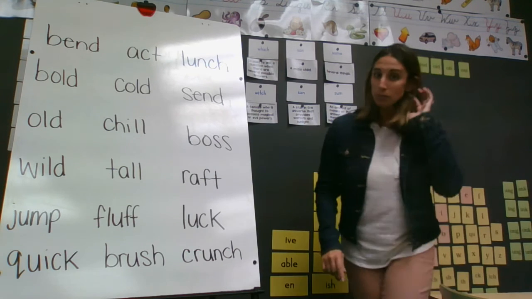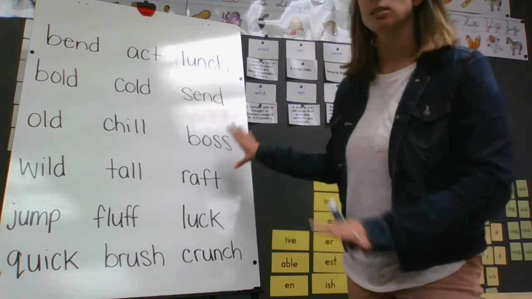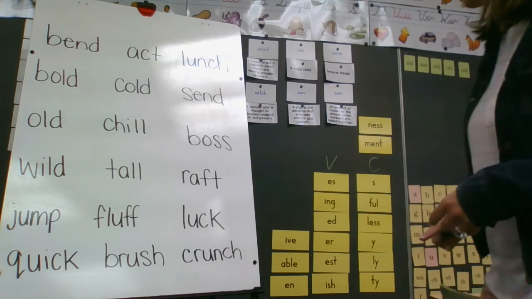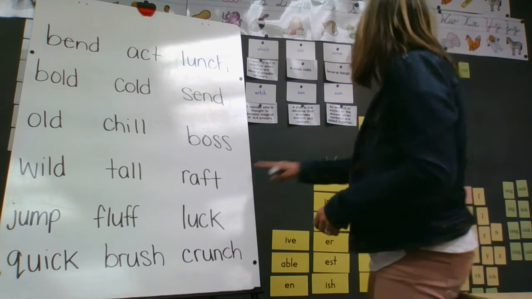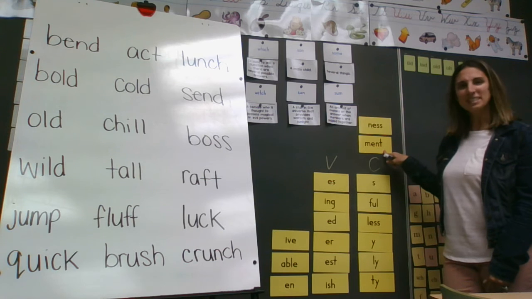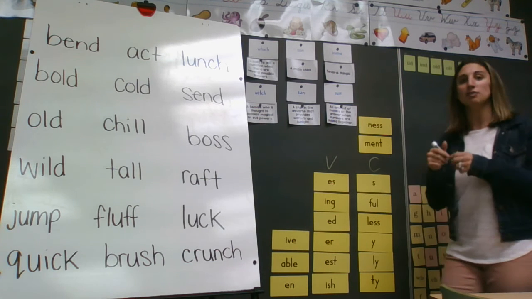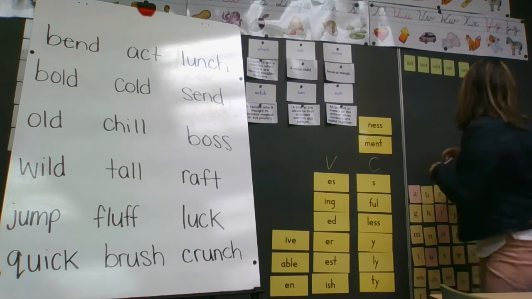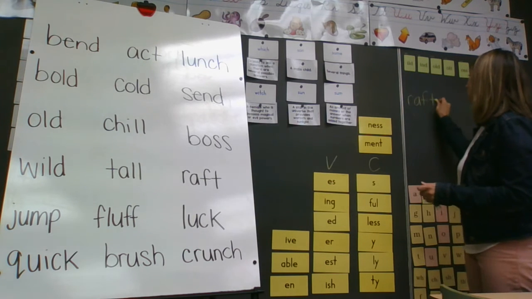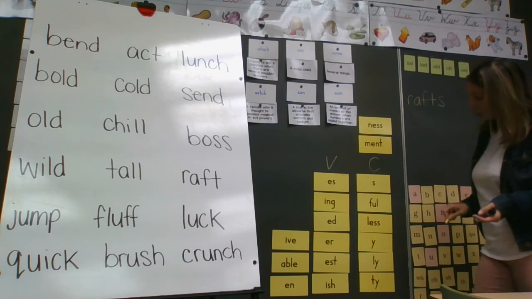Now, what you're going to do is you're going to take any one of these base words that you want. So if I want the word raft, could I use raftness? Is that a word? No. Raftment? No. Rafts? Yes. So on my piece of paper, I'm going to create a new word and write down the base word with the suffix. Okay?